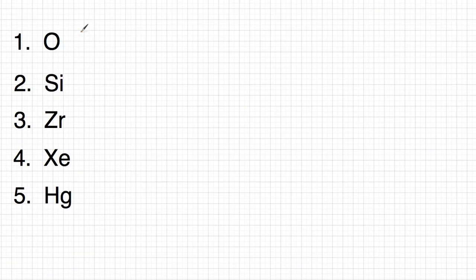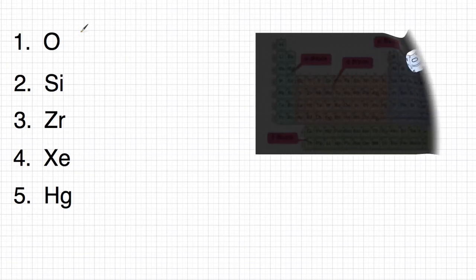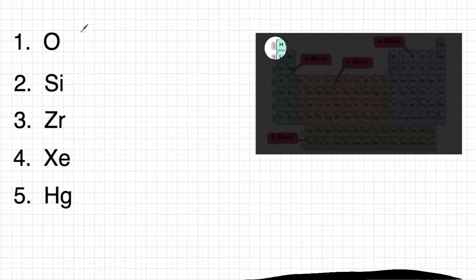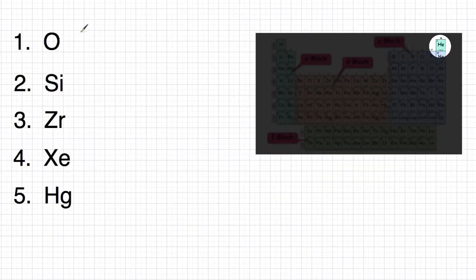The first electronic configuration that we're going to write out is for the element oxygen, number 8. What we need to do is start immediately to the left of hydrogen and go forward by atomic number until we land on oxygen. So we go hydrogen, helium, lithium, beryllium, boron, carbon, nitrogen, oxygen.